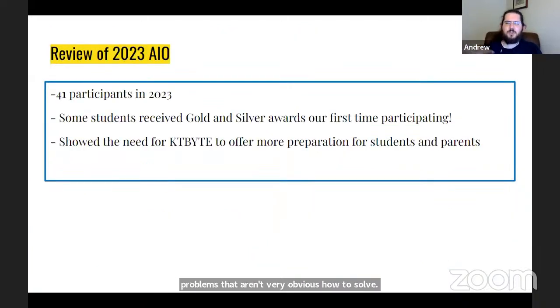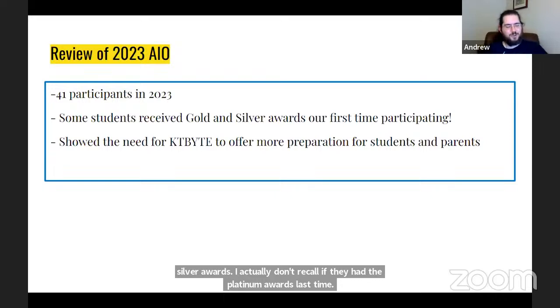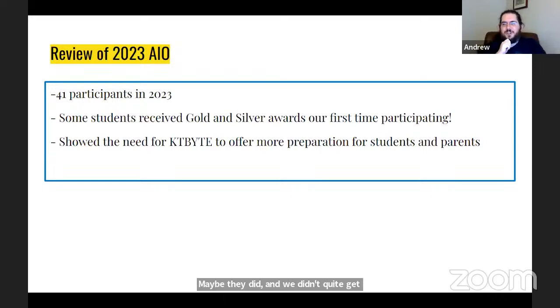So we have just a couple notes here about the 2023 experience. We did offer the competition for the first time last year, and I thought it went pretty well, given that it was the very first time and we weren't quite sure how things would work. There were 41 participants. Several people did extremely well and solved many problems, gold and silver awards. I actually don't recall if they had the platinum award last time. Maybe they did and we didn't quite get there, or maybe they just went up to gold. But long story short, we were very proud of the students for that.